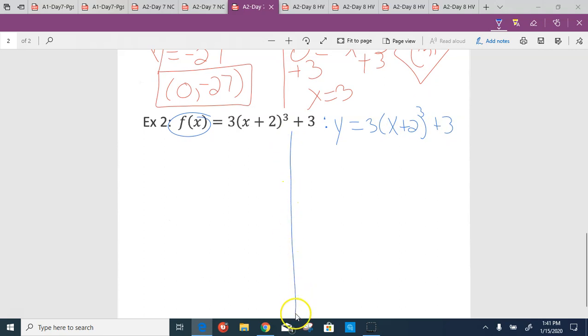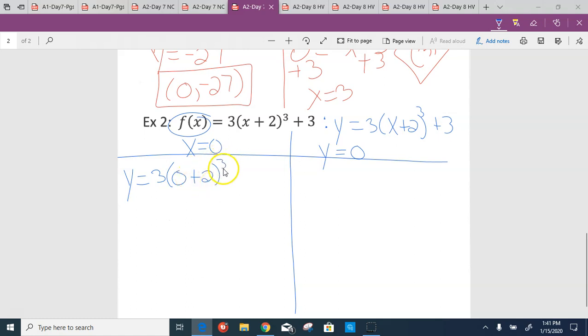Great. I'm going to set up my two columns. One of them is going to be when I solve x equals 0, and the other one's going to be when I solve y equals 0. I'm going to take my rewritten equation, it's not really new, and I'm going to change all the x's to zeros. So I get this equation. Now, this is the easy part, I just follow PEMDAS. y equals 3 times (0 plus 2, which is 2) to the third power plus 3. After I do parentheses, I do exponents.